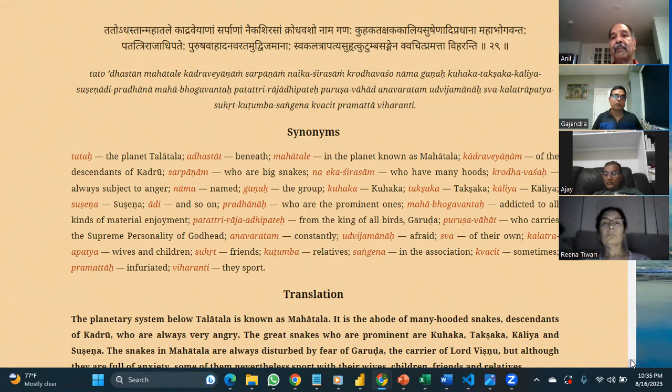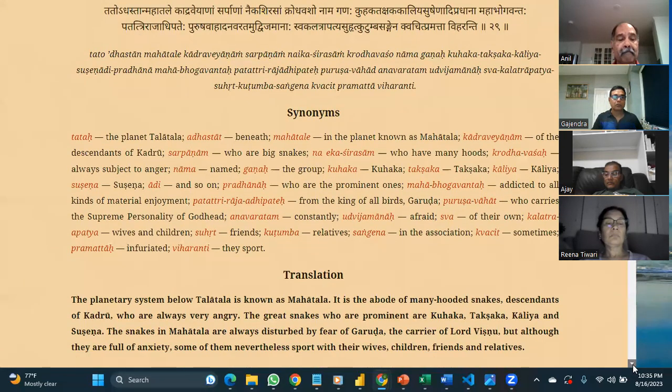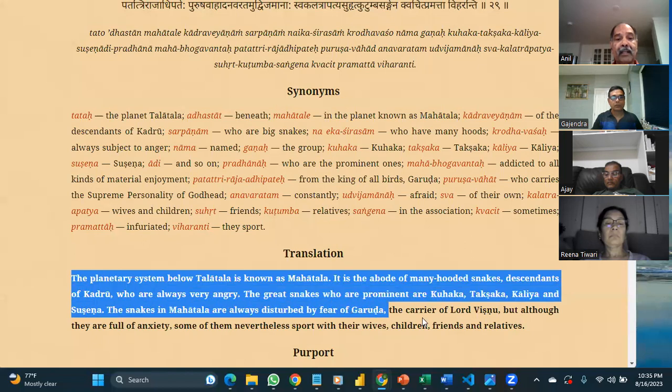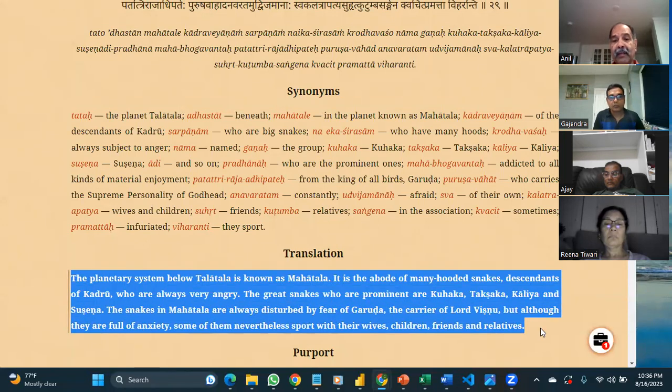The planetary system below Talatal is known as Mahatal. It is the abode of many hooded snakes, descendants of Kadru, who are always very angry. The great snakes who are prominent are Kuhak, Takshak, Kalia, and Sushena. The snakes in Mahatala are always disturbed by fear of Garud, the carrier of Lord Vishnu. But although they are full of anxiety, some of them nevertheless sport with their wives, children, friends, and relatives. Hare Krishna. Hare Krishna.